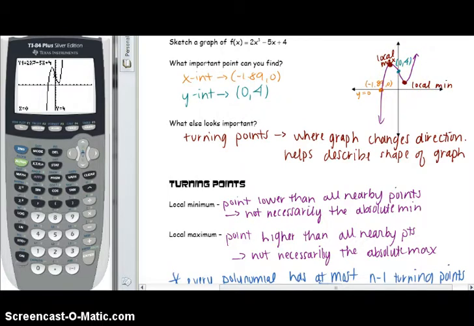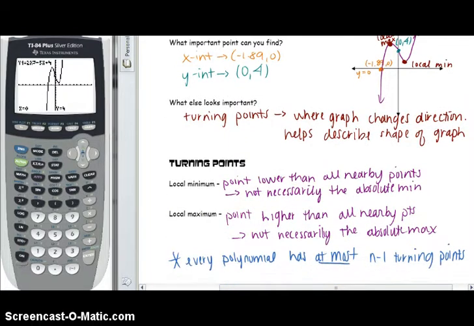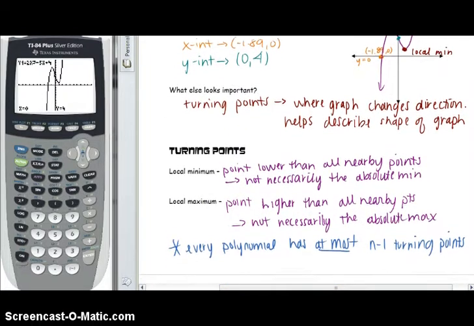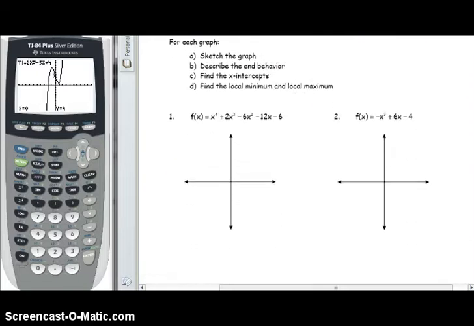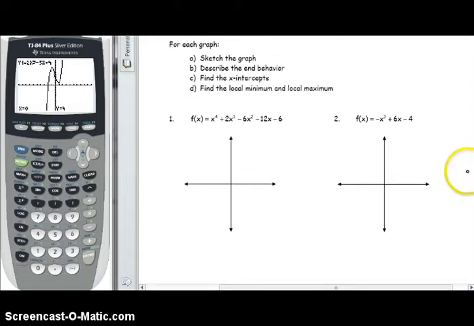That is true of all of our polynomials, okay? So every polynomial has at most n minus 1 turning points. Now, as we move on, for each of these graphs, we want to sketch the graph, describe the end behavior, find the x-intercepts, and find the local min and local max. Sometimes I might ask you to find your y-intercept like we did in the first problem, but not always, so make sure you know how to do that as well.